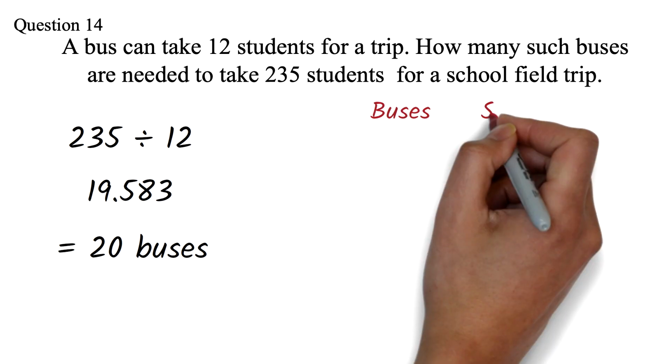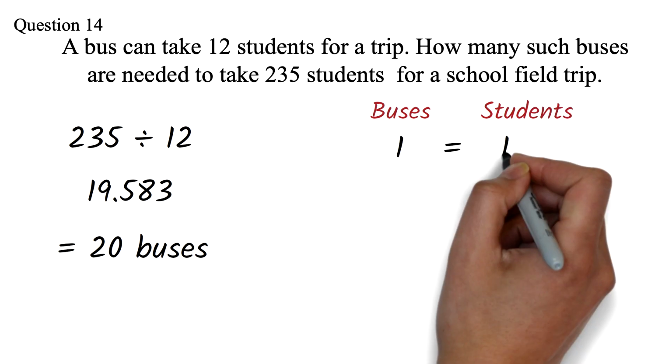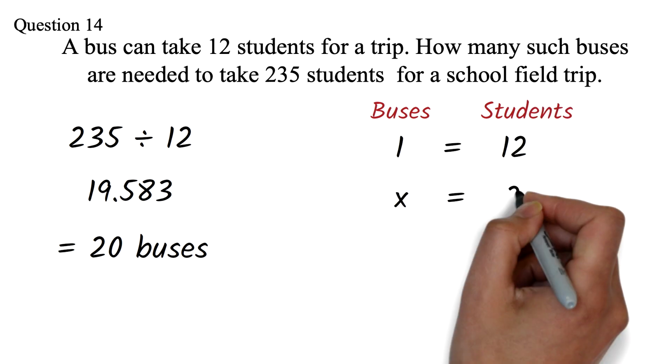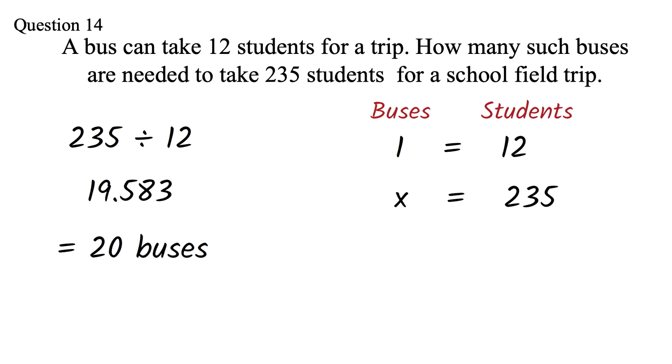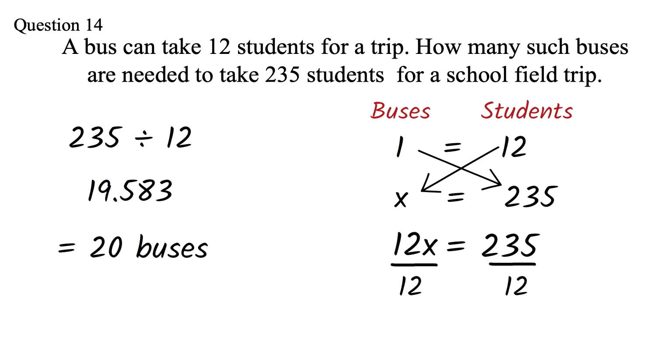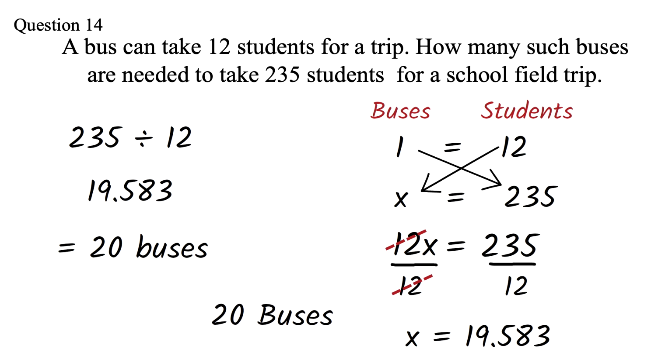For this, we will have buses is to students. One bus took 12 students. x buses will take 235 students. We solve for x. We first cross-multiply. 12 times x is 12x. 1 times 235 is 235. Next, we can find the x by dividing both sides by 12. The 12 will cancel out. 235 divided by 12 is 19.583. You'll notice we got the same thing. The rest of the process is exactly the same. We round it up to get 20 buses as our answer.